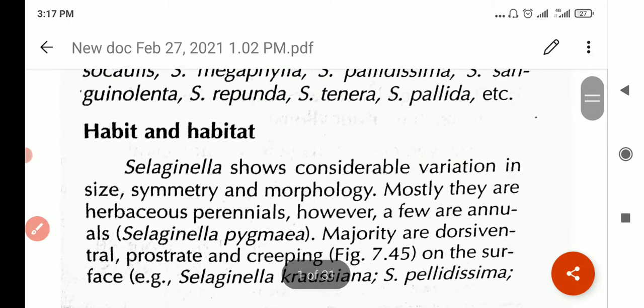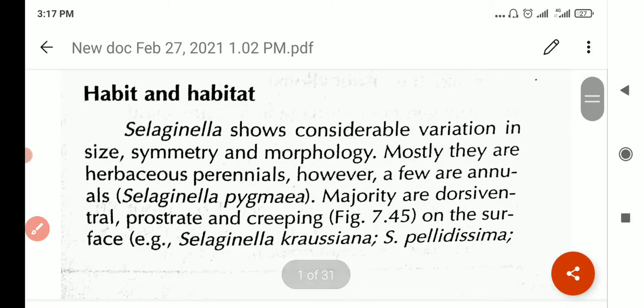Then let's look at how it looks and where it likes to live. So the habit is how it looks. It shows different sizes, different shapes, and different looks. Some are like herbs and they live throughout the year, that is perennial. Few live and die in 1 year, so annual.